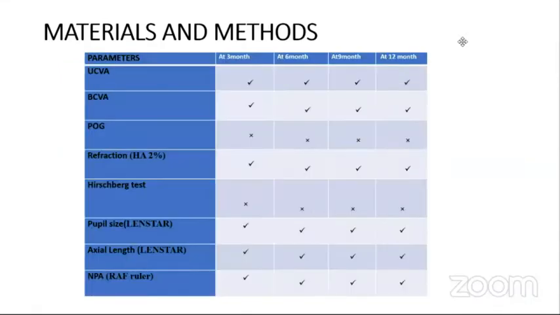During the first visit, we measured the following parameters: the uncorrected visual acuity, best corrected visual acuity, the power of glass, and refraction. Spherical equivalent was measured using refraction. Hirschberg test was done to rule out any strabismus. Pupil size and axial length were measured using LenStar, and the near point of accommodation was measured using the Royal Air Force ruler.